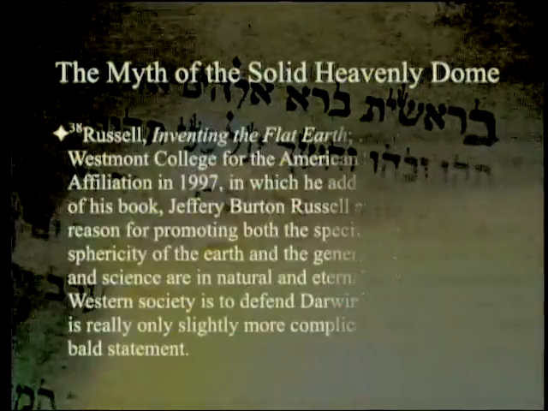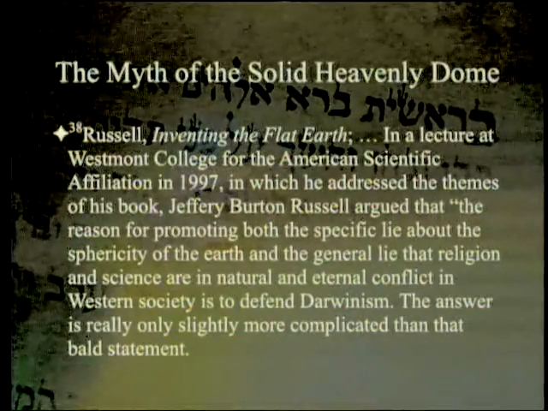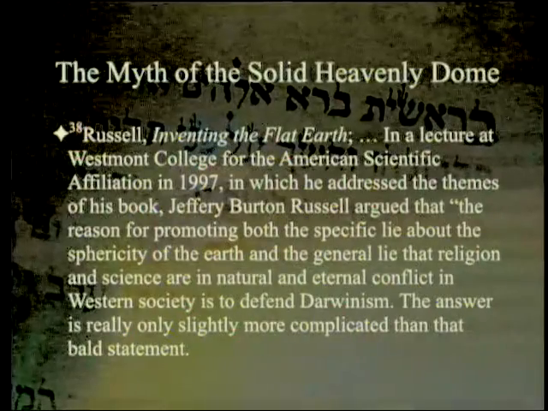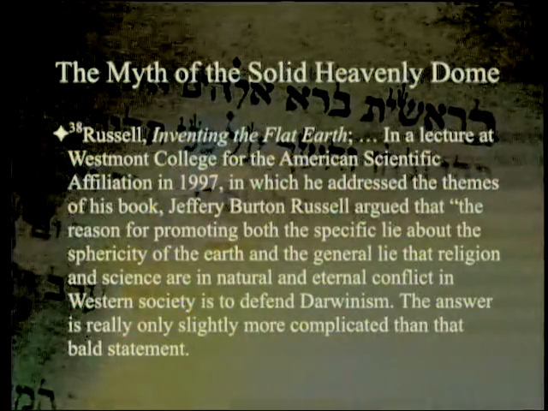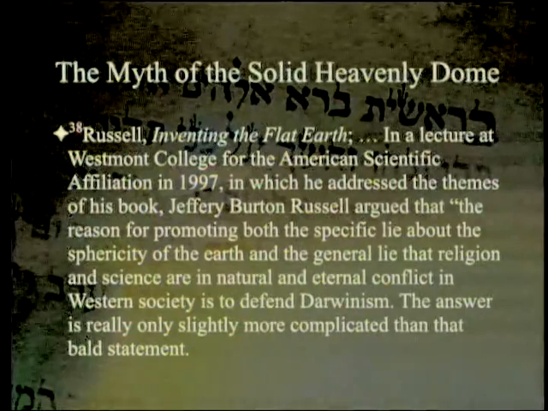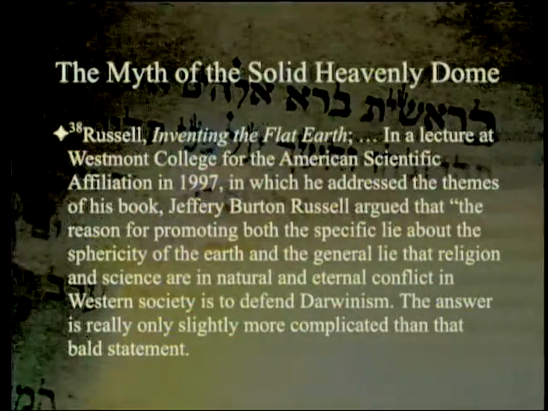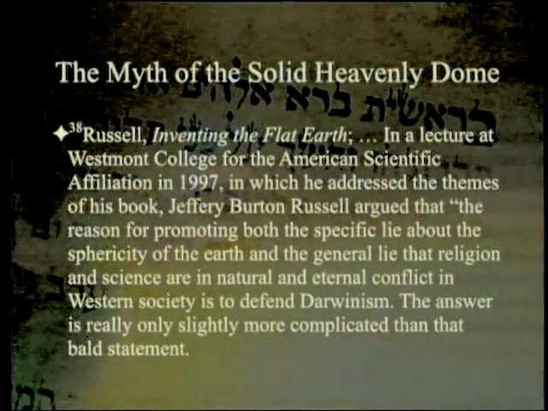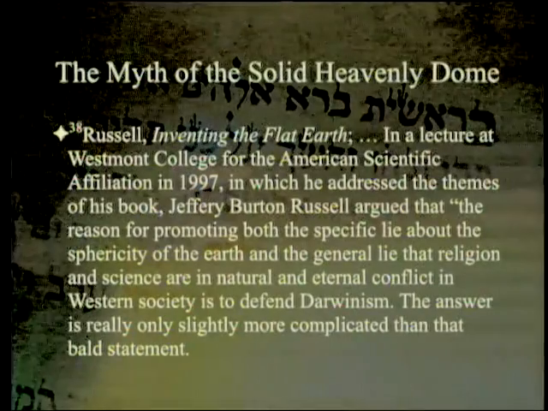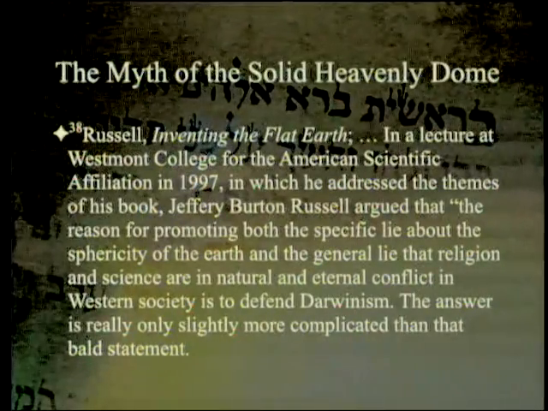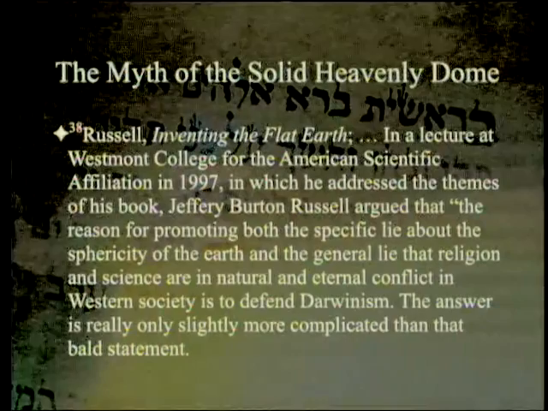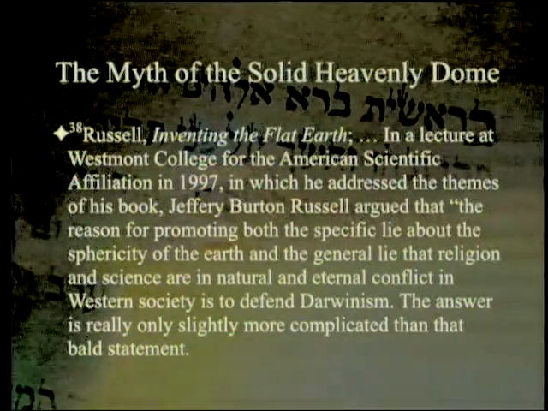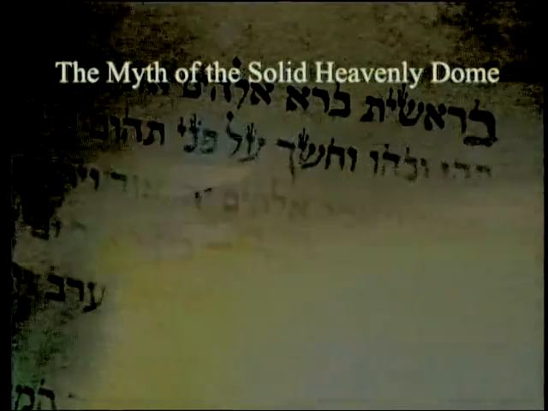And this is note 38, and I think it's worth looking at. In a lecture at Westmont College for the American Scientific Affiliation in 1997, in which he addressed the themes of his book, Jeffrey Burton Russell argued that the reason for promoting both the specific lie about the sphericity of the earth and the general lie that religion and science are a natural and eternal conflict in Western society is to defend Darwinism. The answer is really only slightly more complicated than that bald statement.